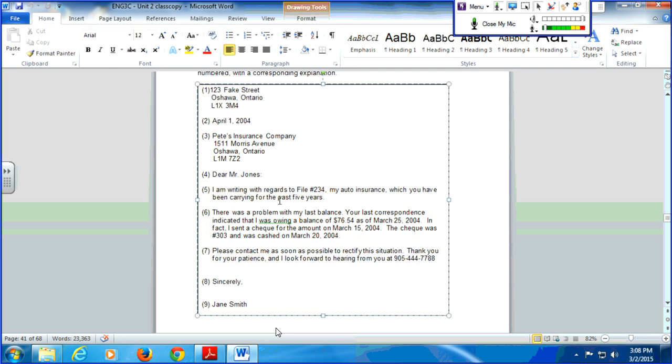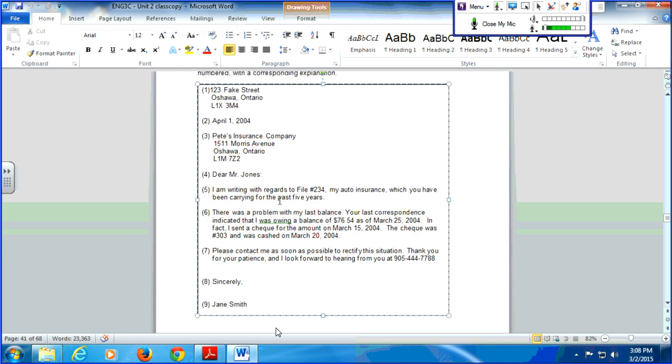So where is it going? For example, our first one is 123 Fake Street, the address of the person who's writing this letter. The date's April 1st, 2004. And it's going to Pete's Insurance Company at 1511 Morris Avenue, and that's in Oshawa. And then there's a postal code there. And our number 4 is our salutation or our greeting. So it's Dear Mr. Jones.